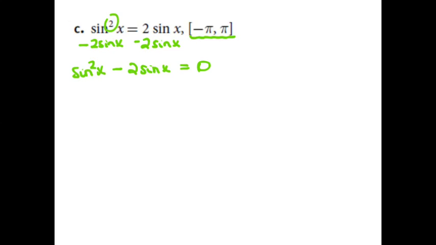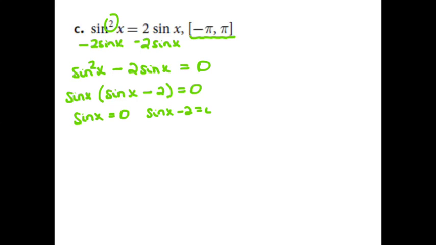Now I have two terms here, and typically if we're factoring two terms, we look for a difference of squares. And my first term is the square term, but the second one is not. And so if I can't factor with a difference of squares, then I need to look for a greatest common factor to factor out. And in this case, that would be sine x. Both of my terms have sine x. So I'm going to factor that out, and I'm left with sine x minus 2 equals 0. Now I'm going to set each factor equal to 0. So sine x equals 0, or sine x minus 2 equals 0.